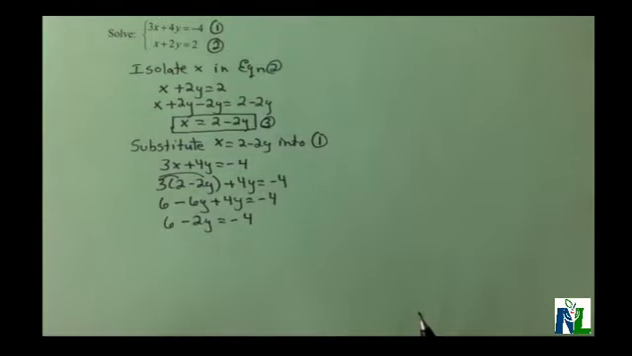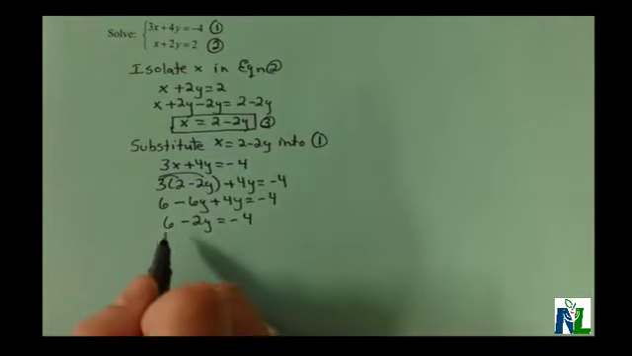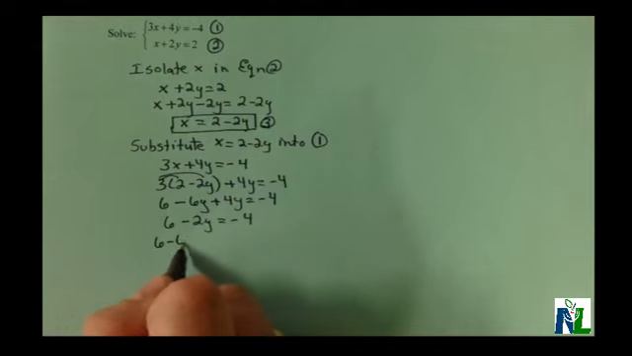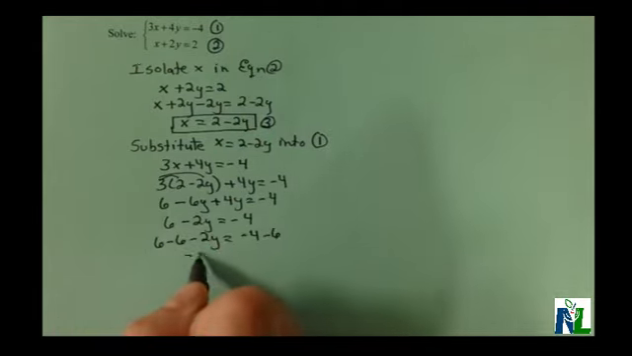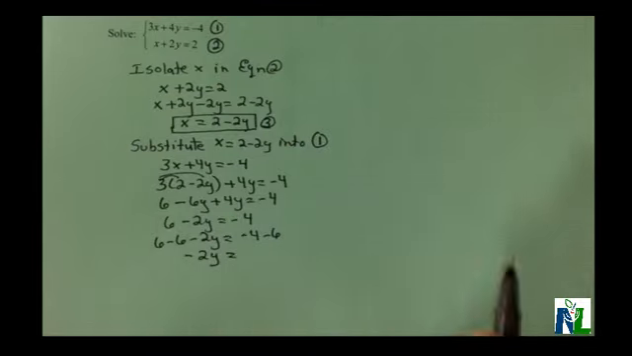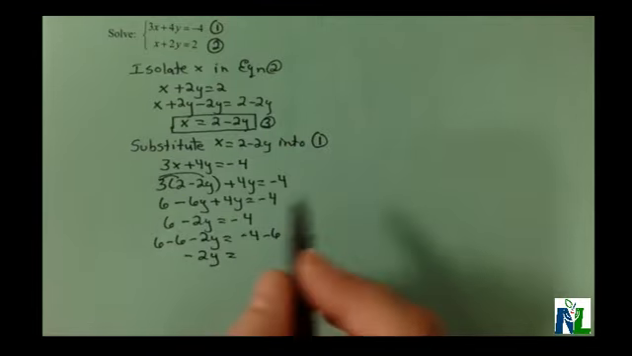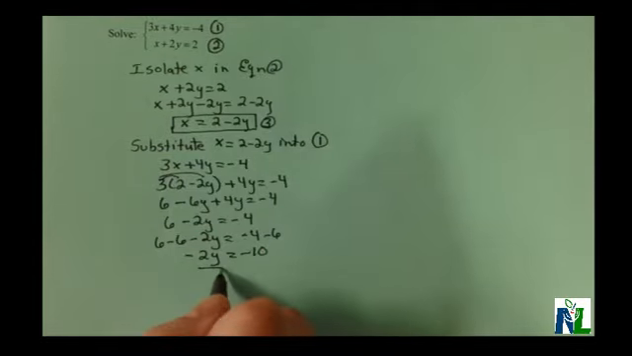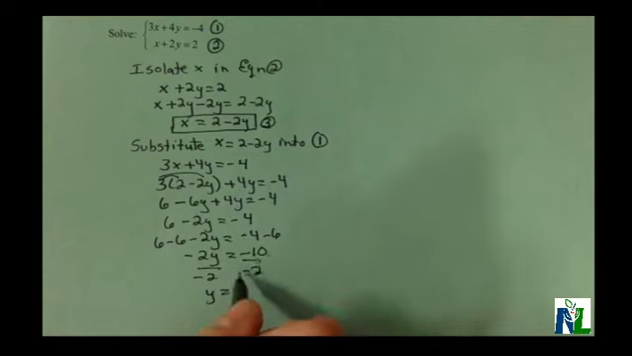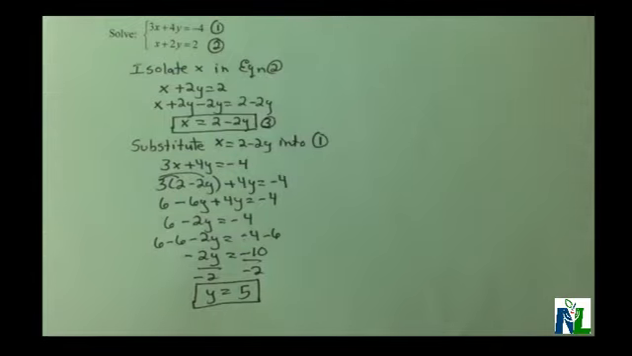I continue to solve this equation using inverse operations for y. To get rid of the 6, I must subtract 6. So I subtract 6 from both sides, leaving me with -2y equals -4 minus 6 is minus 10. I now divide both sides by -2, and y is going to equal -10 divided by -2, which is +5. This is the y-coordinate of my solution.